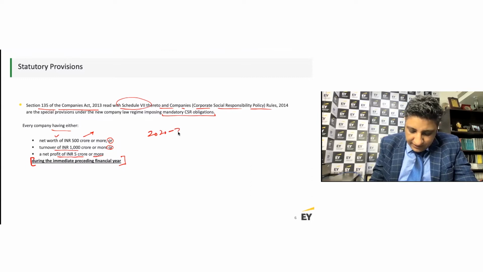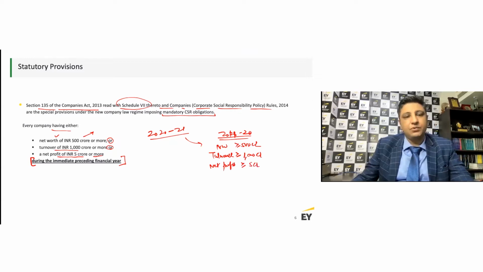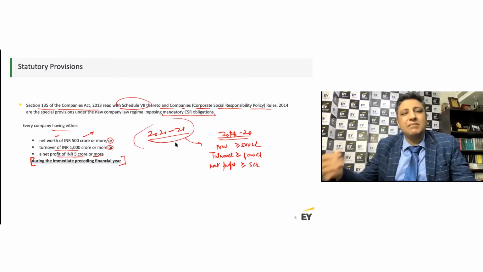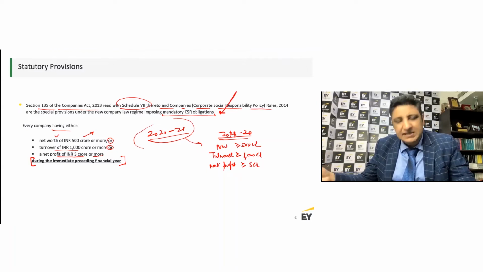So when you are in 2020-21, if in the last year, which is 2019-20, you have met any of these benchmarks, your net worth of 500 crore or more, your turnover of 1000 crores or more, or a net profit of 5 crores or more during that particular year, you are automatically required to spend something. You become obliged to spend something on CSR. Now, what is that something we'll be seeing.